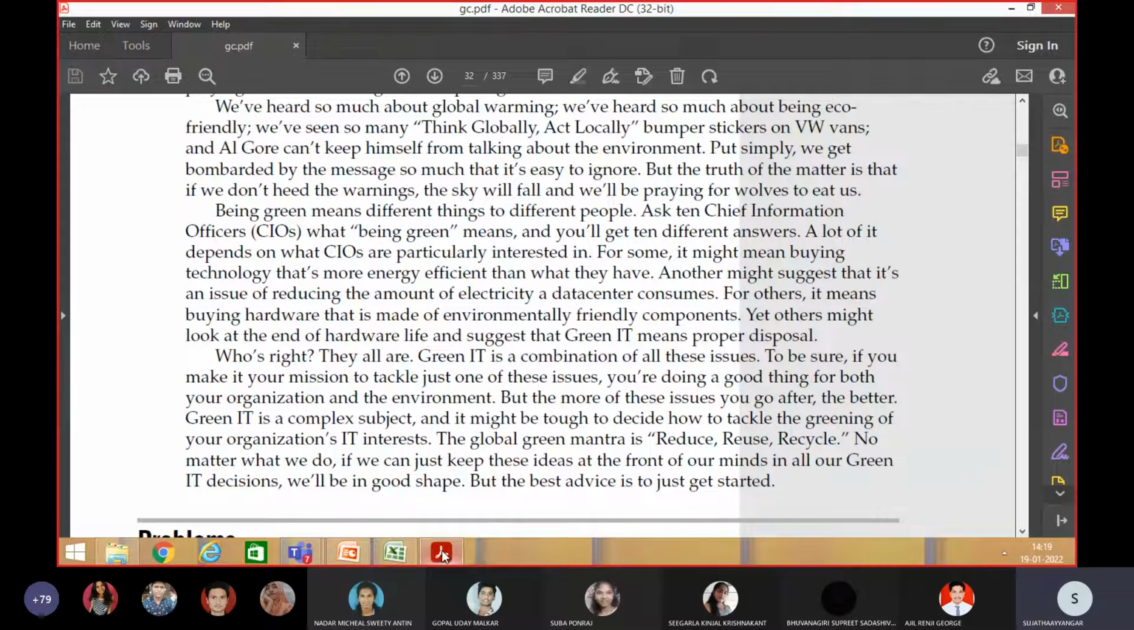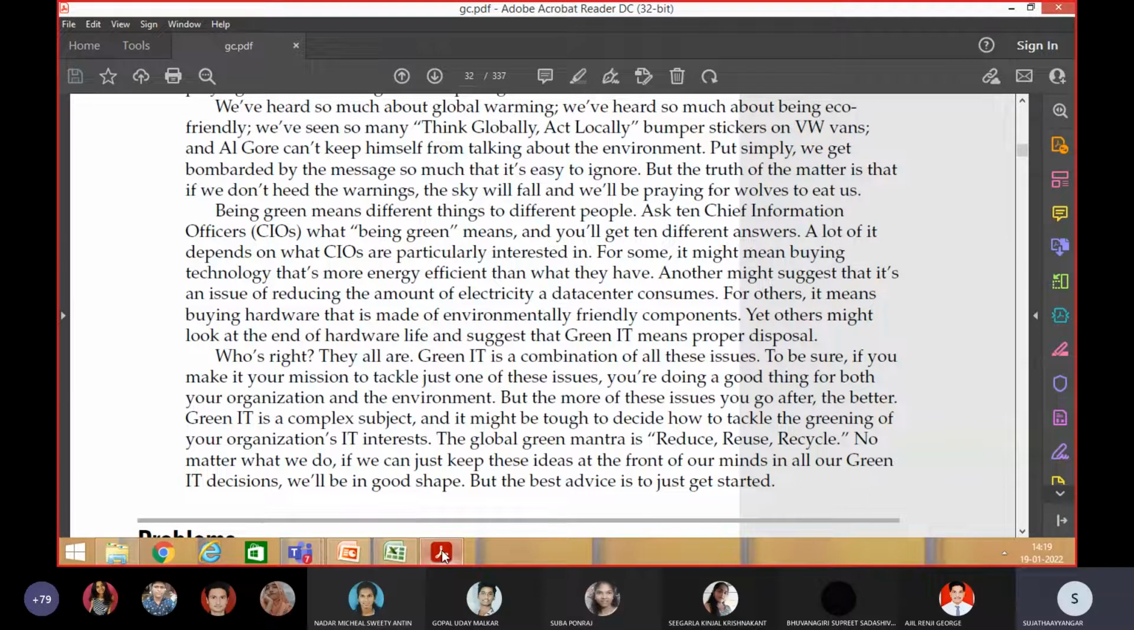For some, it might mean buying technology that's more energy efficient than what they have. So being green means, they will say, the technology I am using creates environmental problems, so let me change the technology. Another might suggest that it is an issue of reducing the amount of electricity a data center consumes.